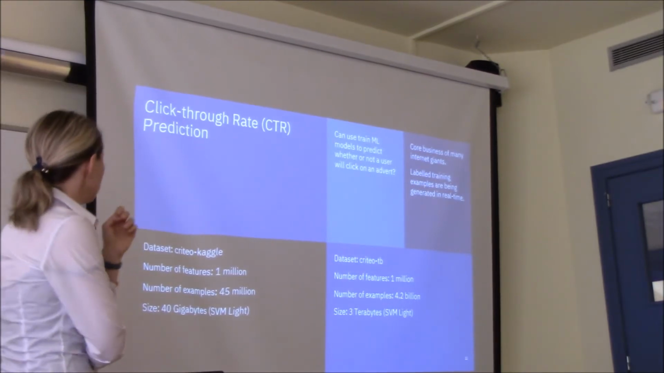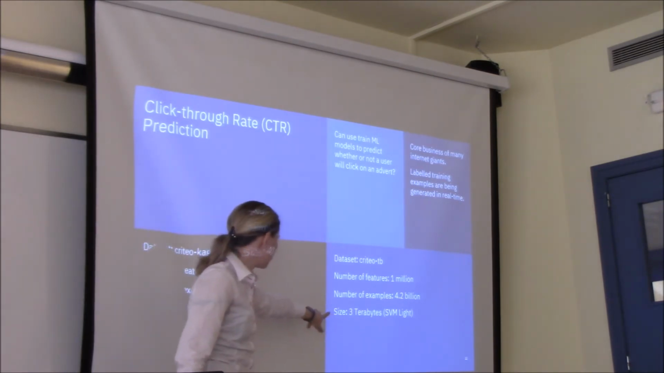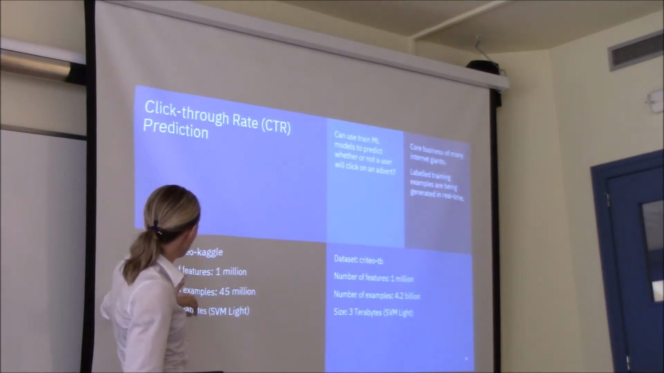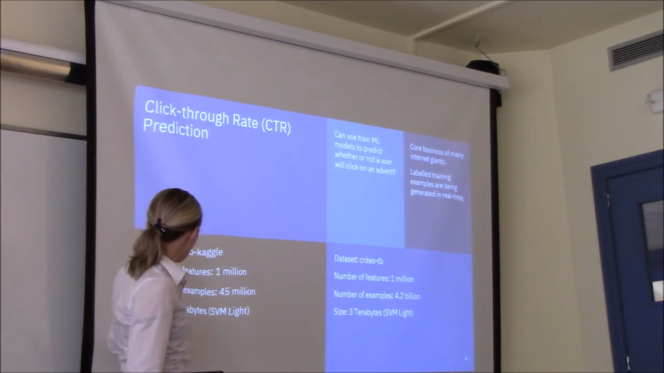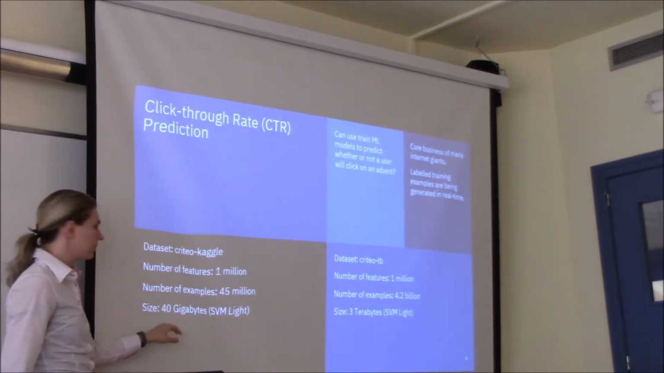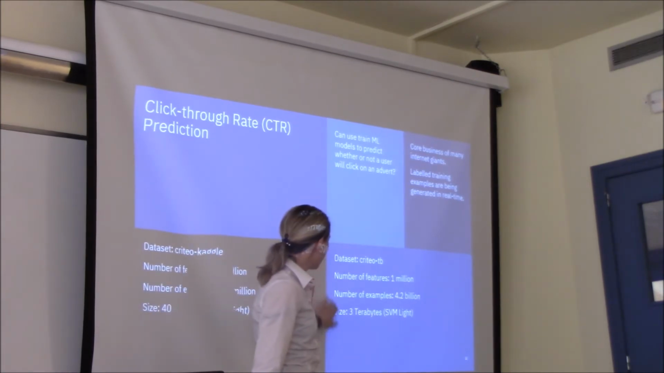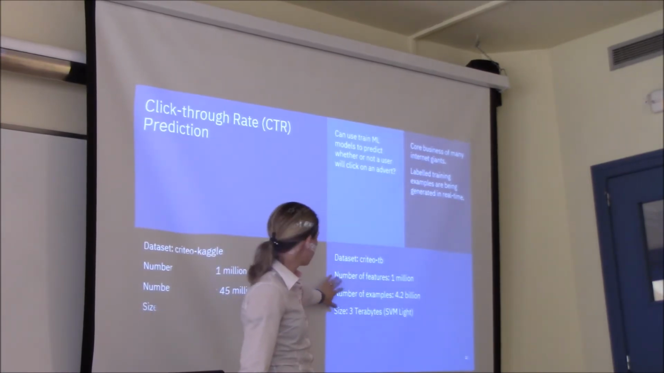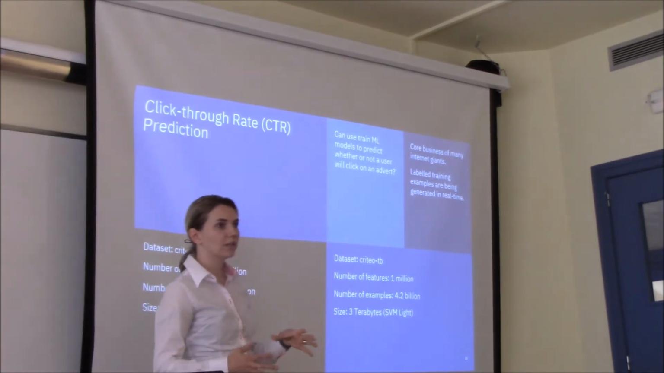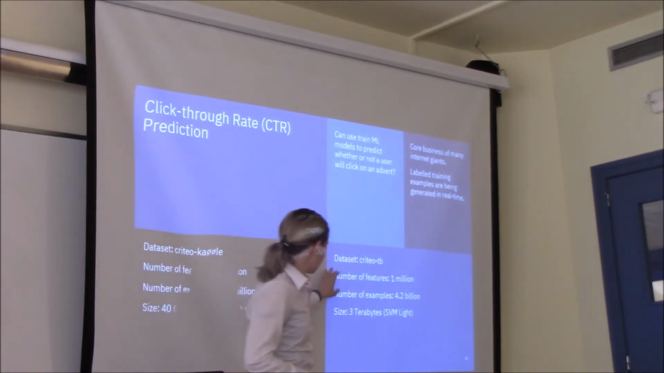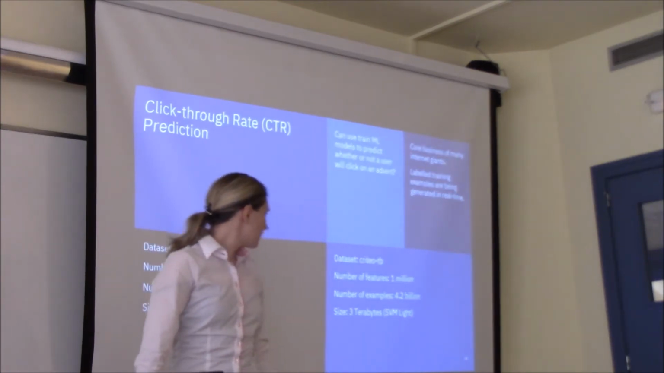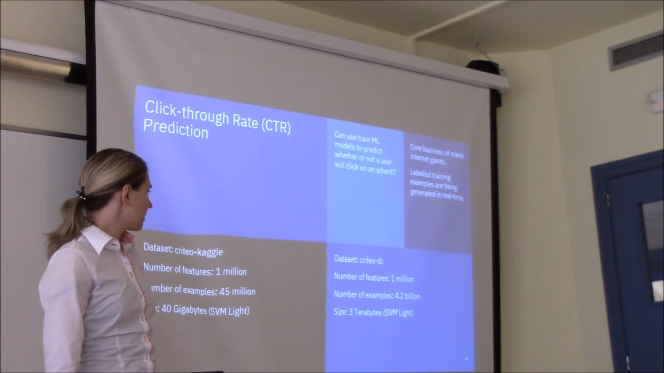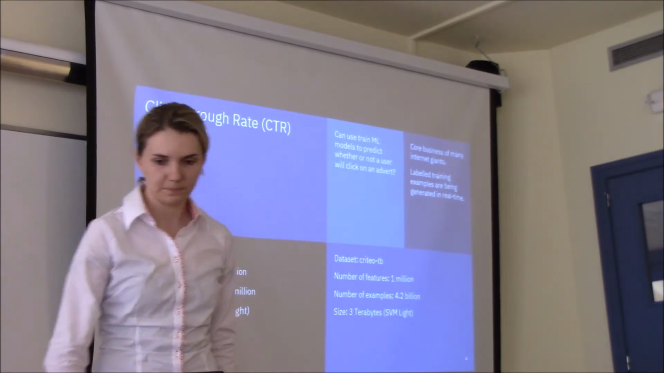We have two different data sets from Criteo. A small one with only 45 million examples and 1 million features, in total about 40 gigabytes. And then we also have experiments with the full Criteo terabyte-scale data set. This is with 4.2 billion examples and 1 million features. In total, the size of the data set is about 3 terabytes.